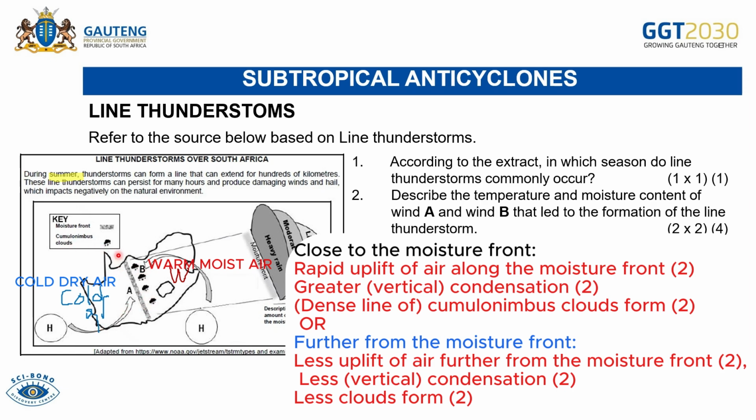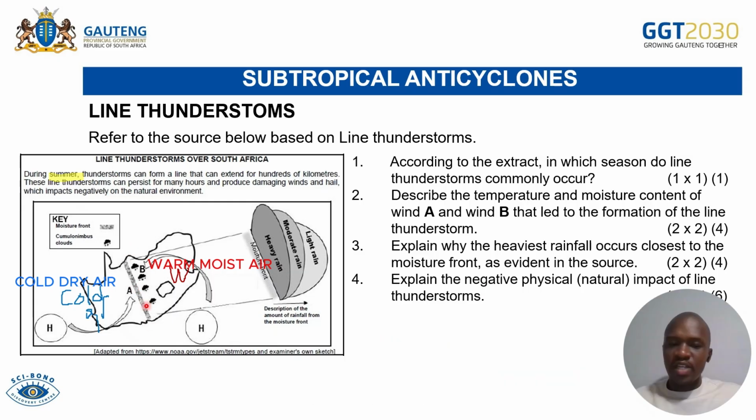because that's where the winds are meeting. That's where our air masses are meeting, the cold air mass and the warm air mass. Now, closer to the moisture front, you must tell us that there is more condensation there, and therefore more formation of cumulonimbus clouds, because that's where the two air masses are converging or meeting, by the moisture front. Okay.